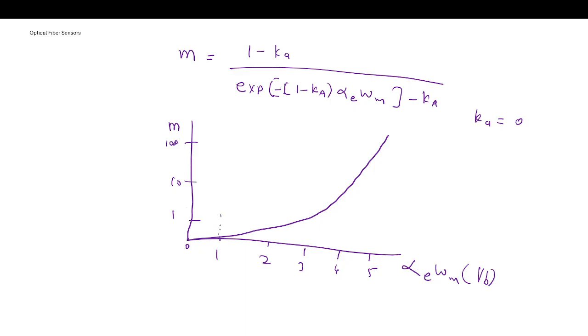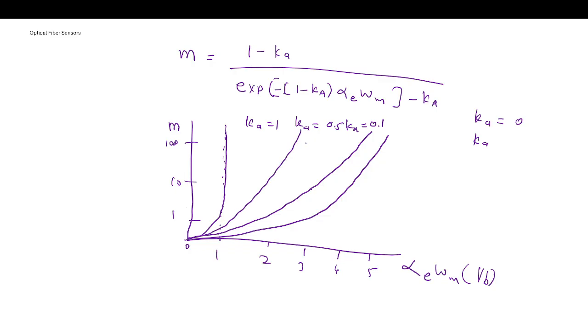Then if you go for Ka equal to 1, the value will go in this way. If Ka is equal to 0.1, the value will go somewhere like this. The slope will go like this. And if Ka is equal to 0.5, it will go like this, where you can understand that this is the example for indium gallium arsenide.